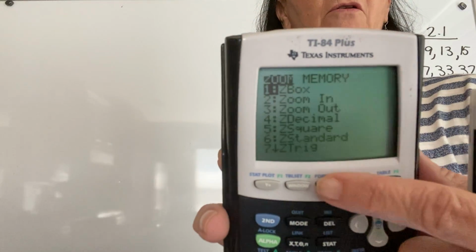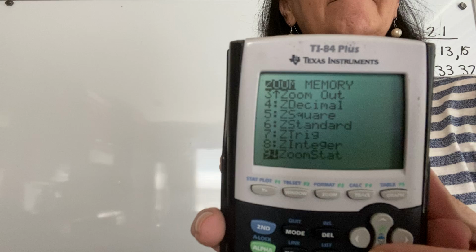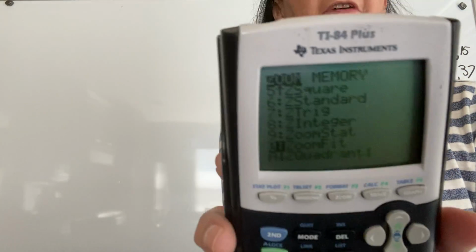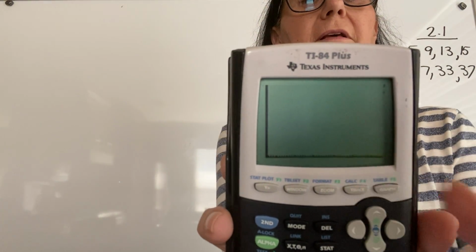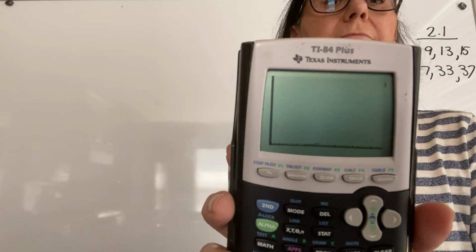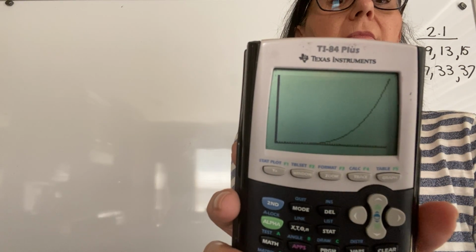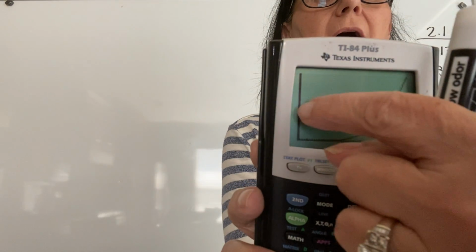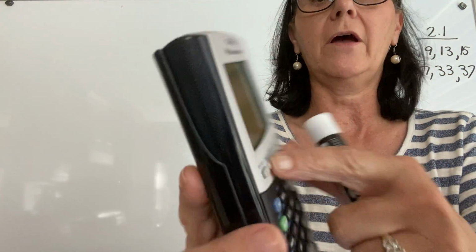I'm going to do zoom fit so I can see the whole thing. I think I just passed it up. Yeah, zoom fit. All right, then I'm going to graph it. It graphs it. Okay, so I'm thinking it comes here, goes down, under. So now I'm going to go look at my window.